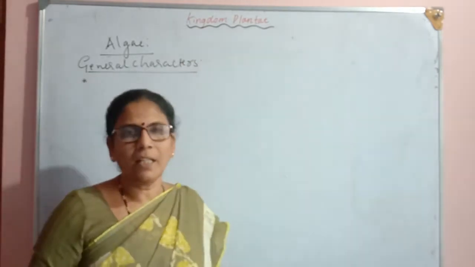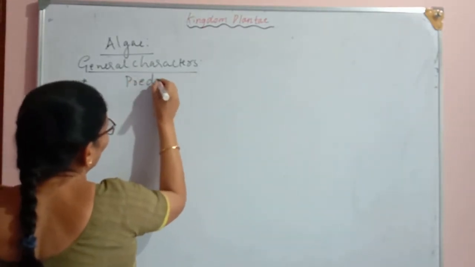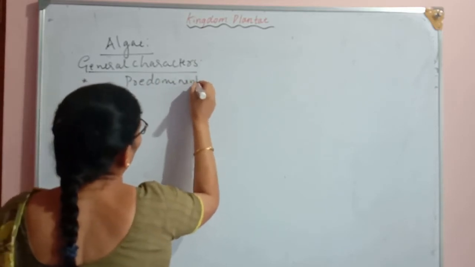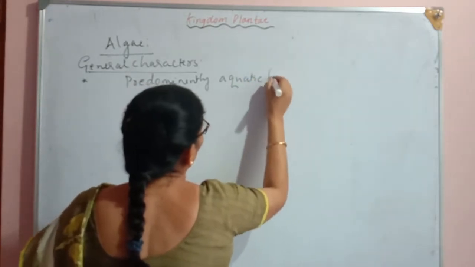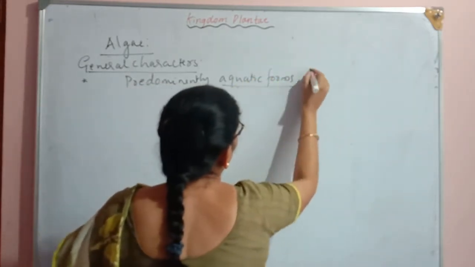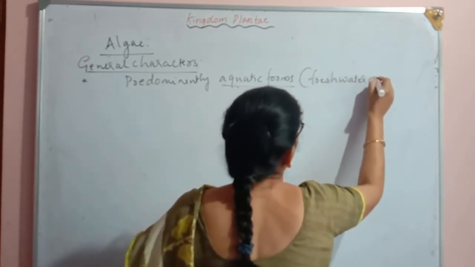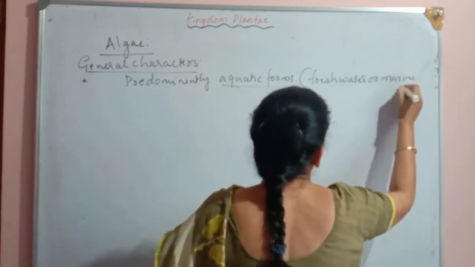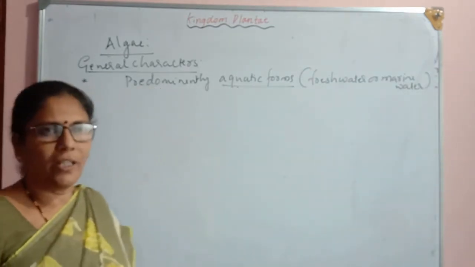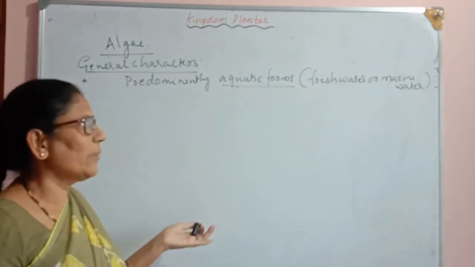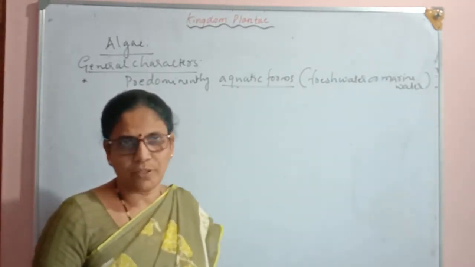Algae are predominantly aquatic forms, either freshwater or marine water. Means algae are found in water. Fresh water means river, lakes, like that. And marine water means sea or oceans.